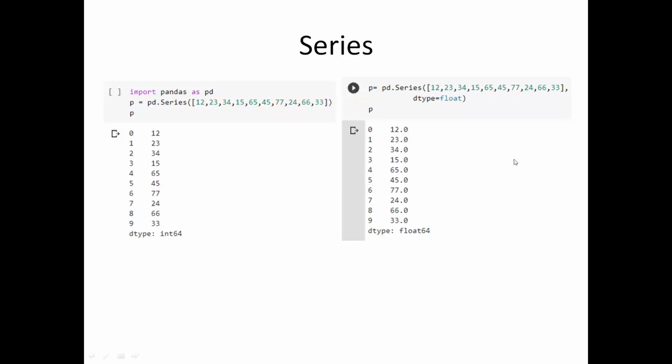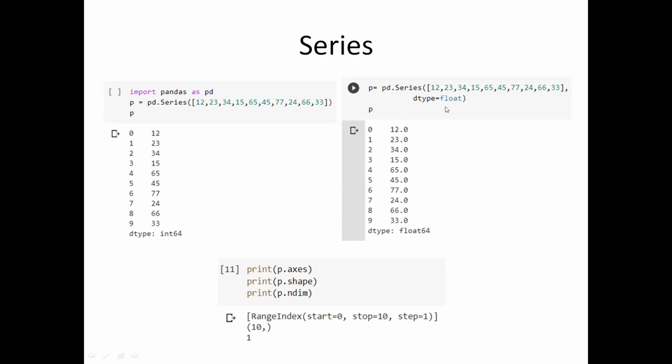I hope it is clear to you. Now the same series I want in a float type. This is my integer type and I want the data in a float type. I just have to mention the data type. It should be float. So every value is converted into float, and it's giving the data type which is also float. So it's easy to convert any data from integer to float.